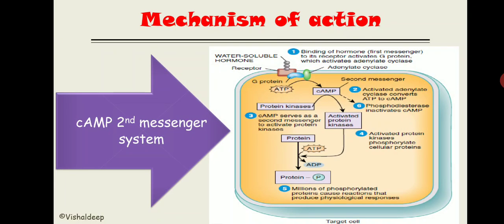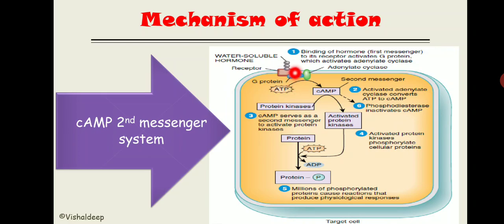Let's revise a bit. See, parathyroid hormone is going to use a G protein coupled receptor. This is the G protein coupled receptor. It has two domains. One is the extracellular domain, another one is the intracellular domain. Once the parathyroid hormone binds with the extracellular domain, the intracellular domain undergoes conformational changes and then it binds with the G protein. Now this G protein has three subunits, alpha, beta and gamma.